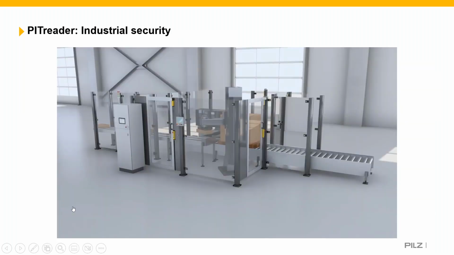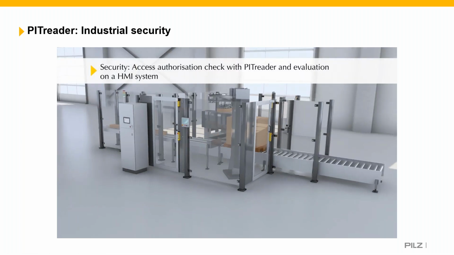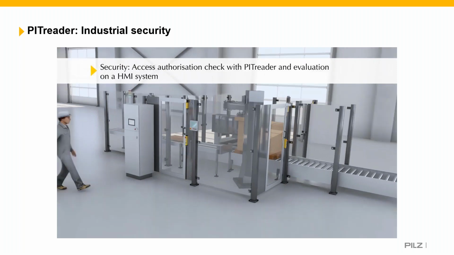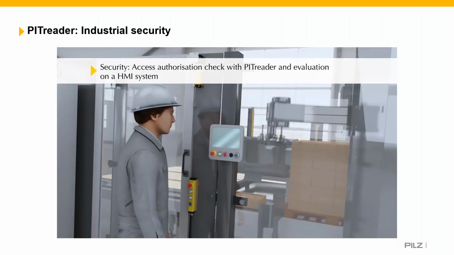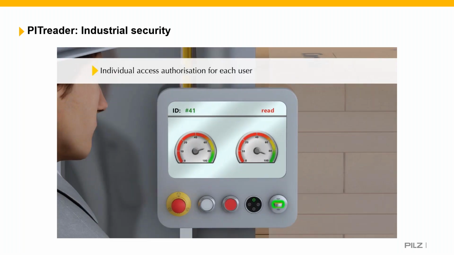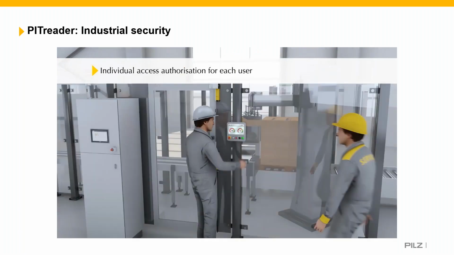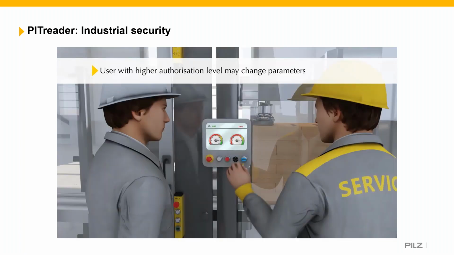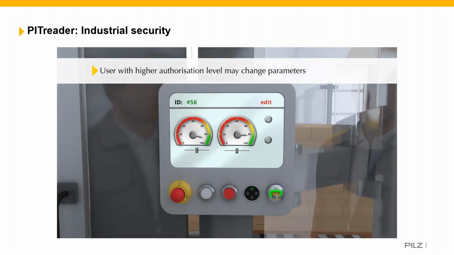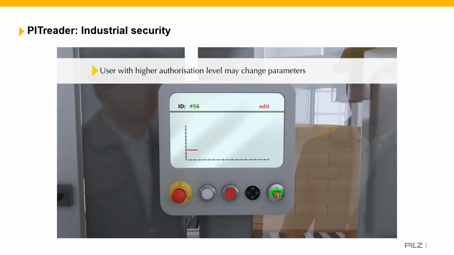So just another video. In this case, we're looking at access authorization via the PIC reader and evaluation on an HMI system. Our operator will come along with his key and place it into the reader. You see it's gone green. Their ID is number 41, and they can only read. All they can do is read what's on the HMI. However, their colleague can come along, he puts in his key, his ID is number 56 in this case, and he's got the ability to edit, again, because of his training, competency, and authorization.